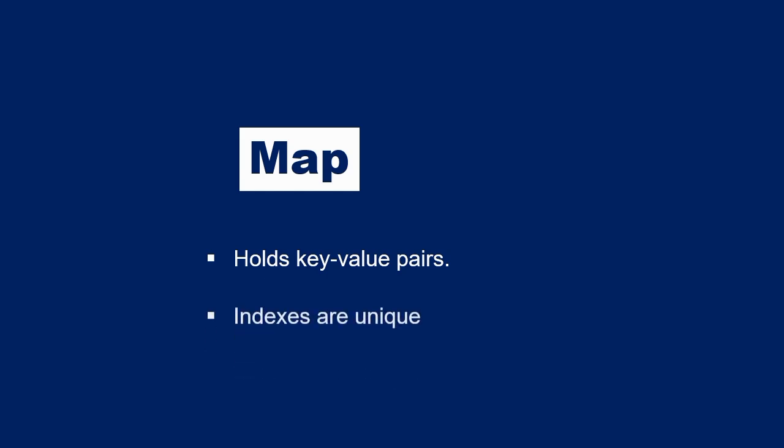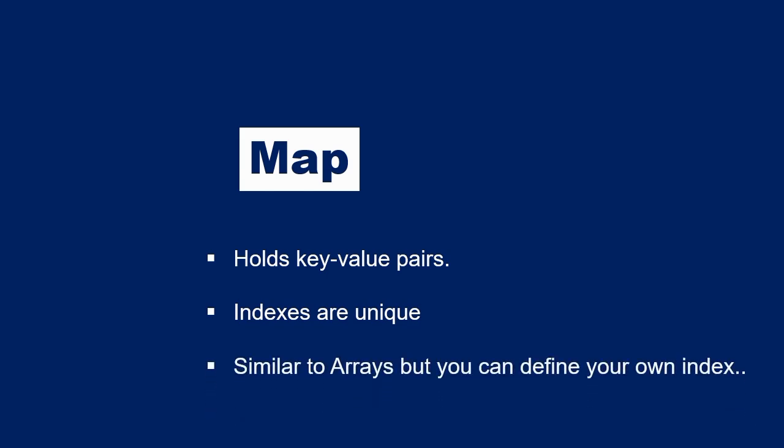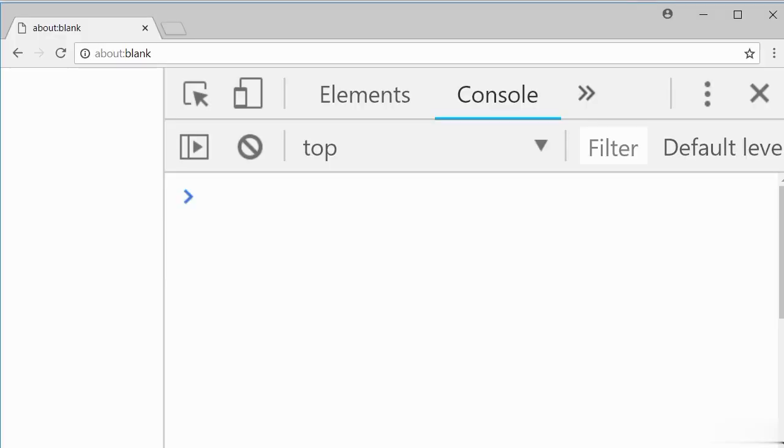The map object is used to hold key value pairs, and it can create its own indexes which are unique. It is similar to an array, but the key difference is that you can define your own index. So let me illustrate how the map object works by creating a new map.